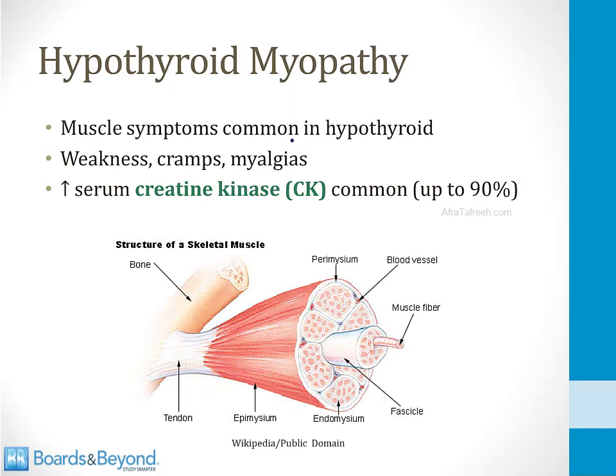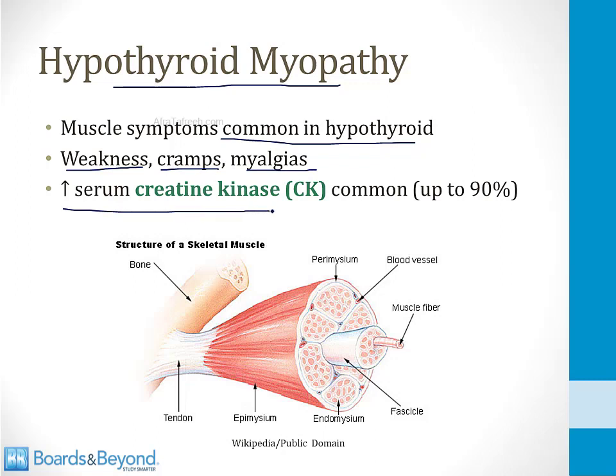Muscle symptoms are common among patients who are hypothyroid. This is called hypothyroid myopathy. As I told you before, hypothyroid patients are often weak. In addition, they can sometimes develop cramps and myalgias. And you should know, especially for step one and other board exams, that the creatinine kinase level can rise in patients who are hypothyroid.